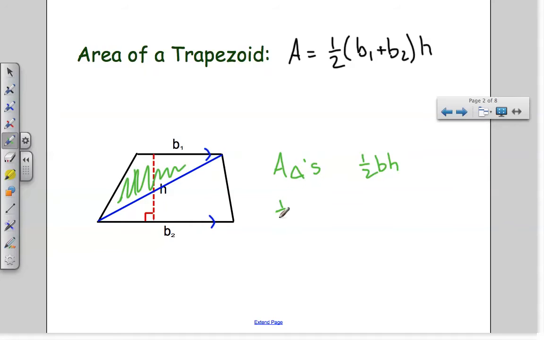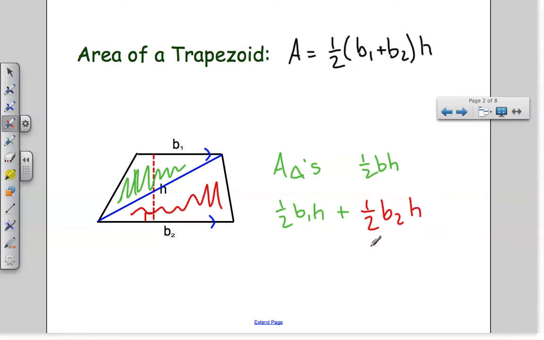The area of that triangle is 1/2. Now the base of that triangle is the base sub 1. And the height would go from a vertex at a right angle to the opposite side. So it is the red height. Plus I need to do the other triangle. In red, I guess. Area of that triangle is again 1/2 base times height. The base of this triangle is base sub 2, the second base of the trapezoid, and the height is still h.